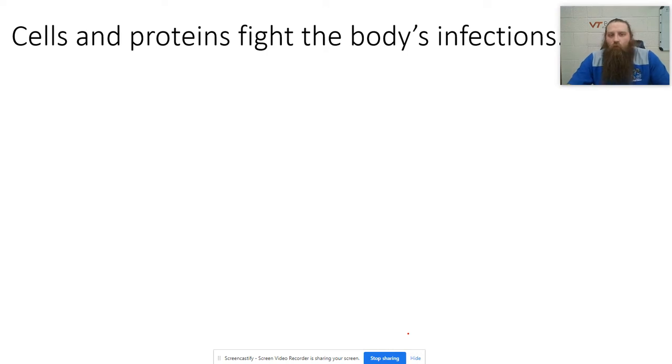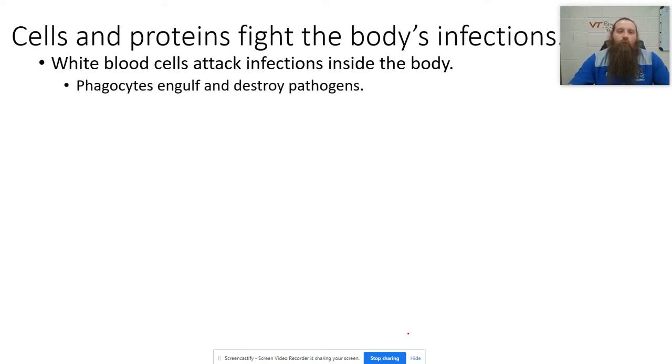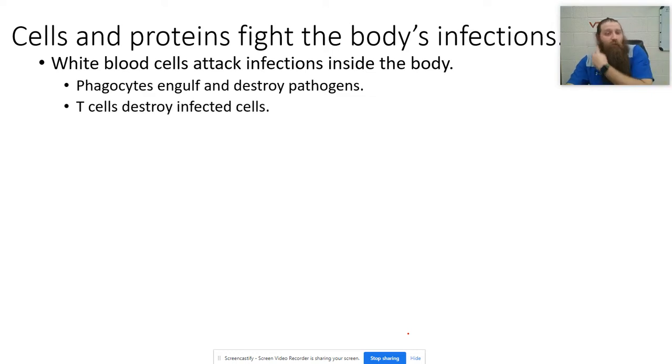Now, cells and proteins are going to be like, cells are the cops. Proteins are the weapons that they use to fight the bad guys, okay? So white blood cells are going to attack infections inside the body. They're going to use proteins as their weapons to do that. So a phagocyte, remember phago means to eat. So it's a cell eater. It's going to engulf and destroy pathogens. That means it's going to wrap itself around them and bring them inside the cell and digest it. A T cell is going to destroy an infected cell.